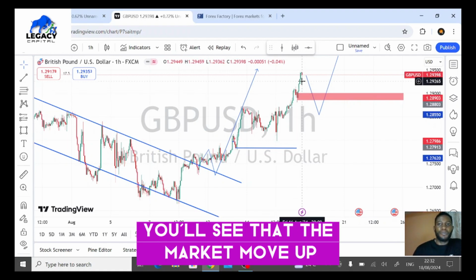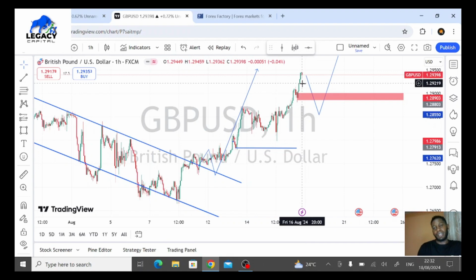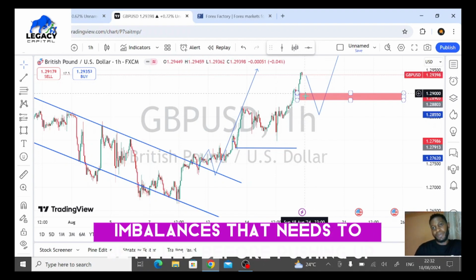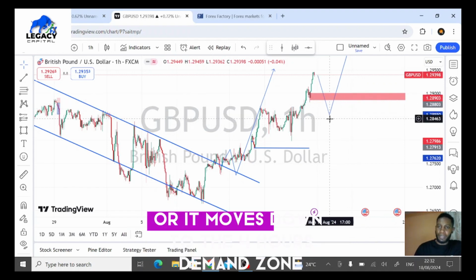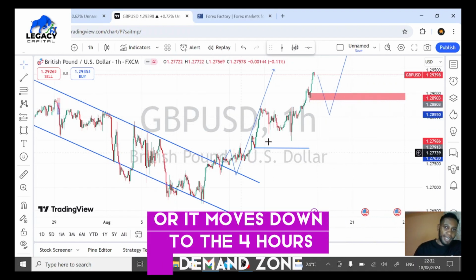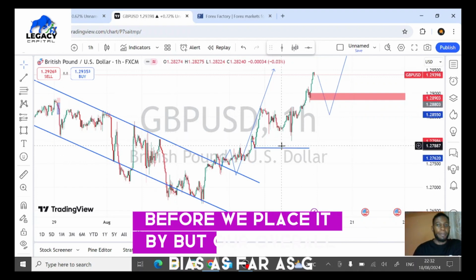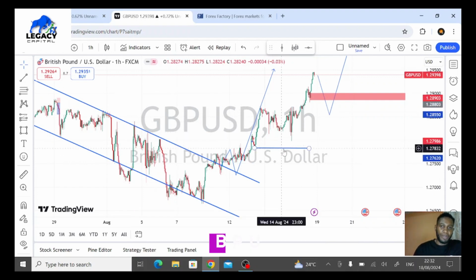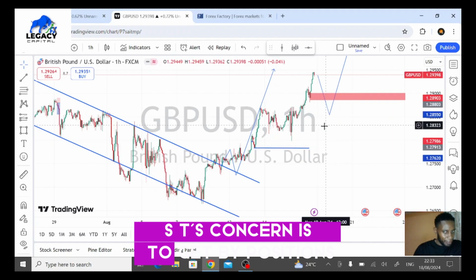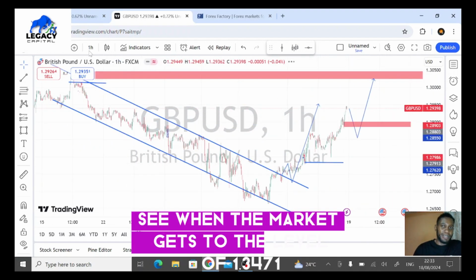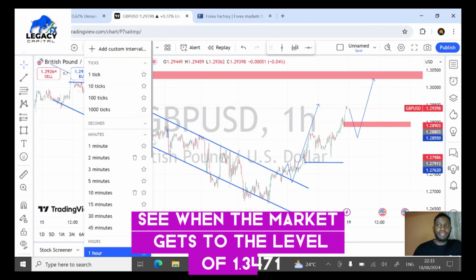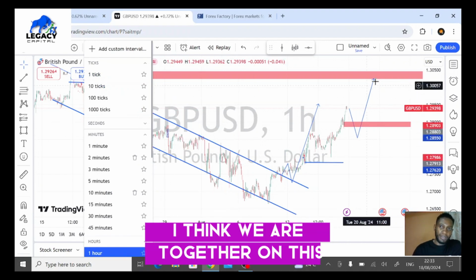And if you look at it on the 1 hour time frame, you will see that the market moved up with a lot of imbalances that need to be filled before pushing up. So we should be expecting the market to possibly get back to this zone, or it moves down to the 4 hours demand zone before we place a buy. But our overall bias as far as GBPUSD is concerned is to get buy positions till when the market gets to the level of 1.3471. I think we are together on this.